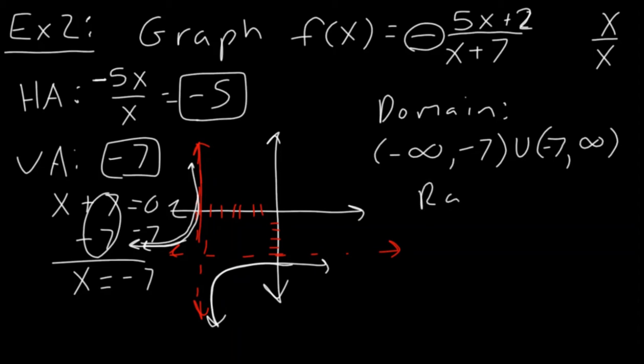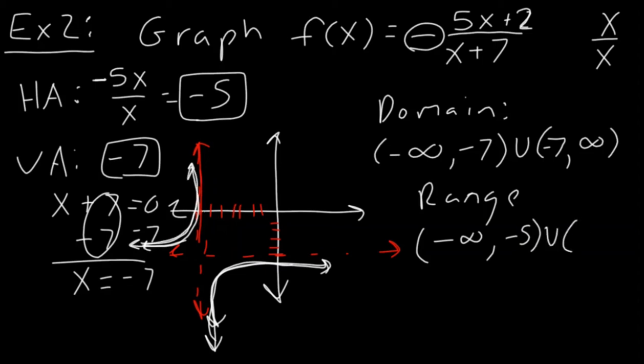Let's take a look at our range. Okay, well, how low does this graph go? We see it goes all the way down to negative infinity, and it's going up, up, up, and it approaches negative 5, at which point it takes a little break.